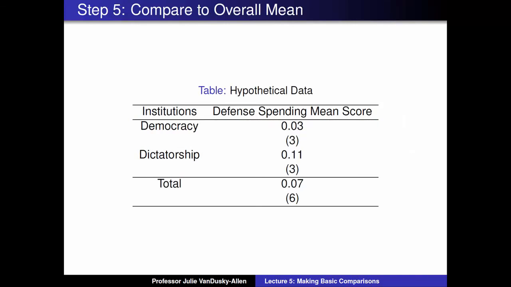You can also compare the mean values of the dependent variable for each category to the overall mean of the data. So in this case, the mean defense spending as a proportion of GDP for democracies was 0.03, while the overall mean was 0.07, indicating that democracies spent less than the overall average on defense spending.